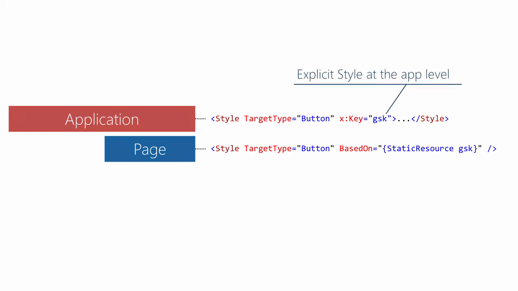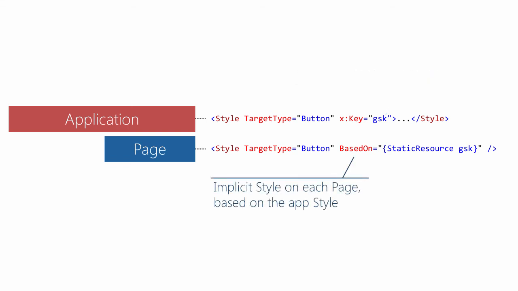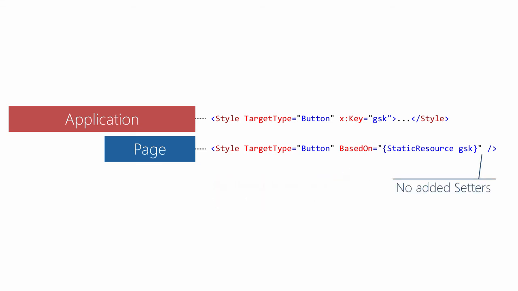Use explicit styles at the application level. Define an implicit style on each page. Have the implicit style based on the application level style. Do not add any setters to the page level implicit style. Its purpose is simply to convert the explicit application level style to an implicit page level style.